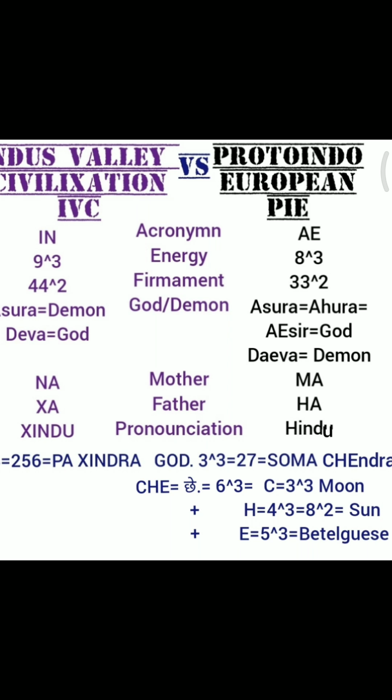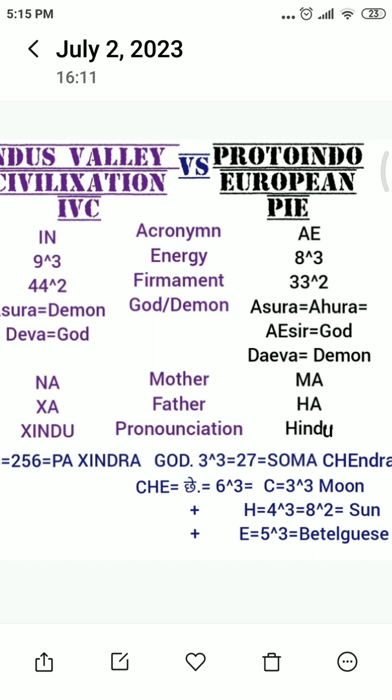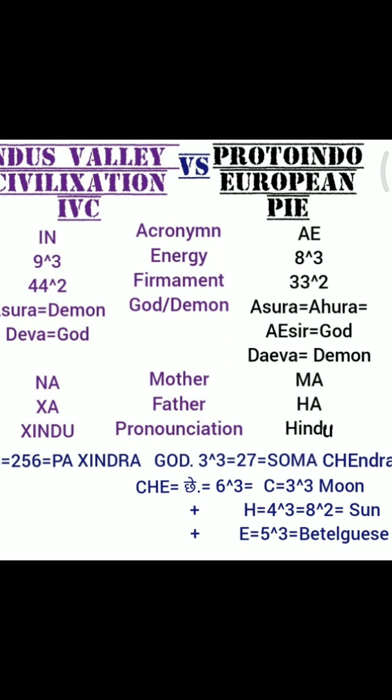After uploading yesterday's video, I realized that there could be a hidden meaning in the name Chandra. The Chandra, this guy, 3 cube is 27, is nothing but the moon. So that moon is called Chandra in Sanskrit.